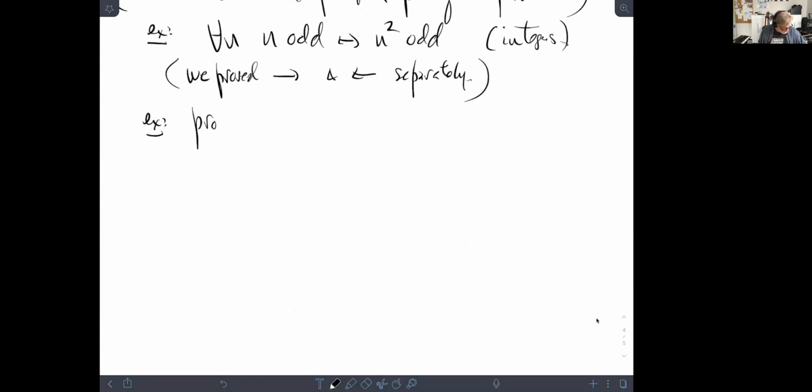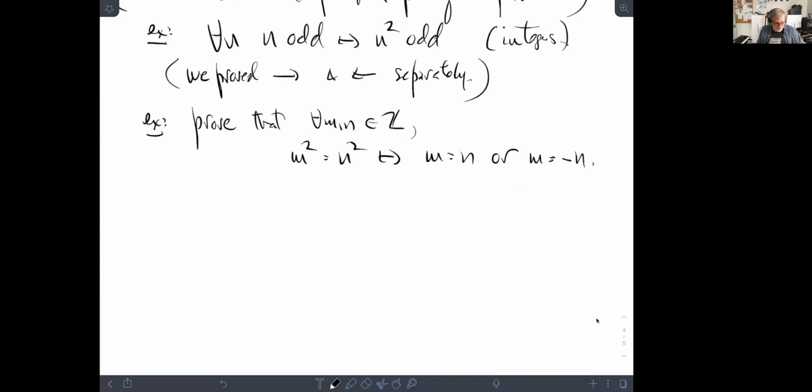We're asked to prove that for every m and n integers, m squared equals n squared if and only if m equals n or m equals minus n.